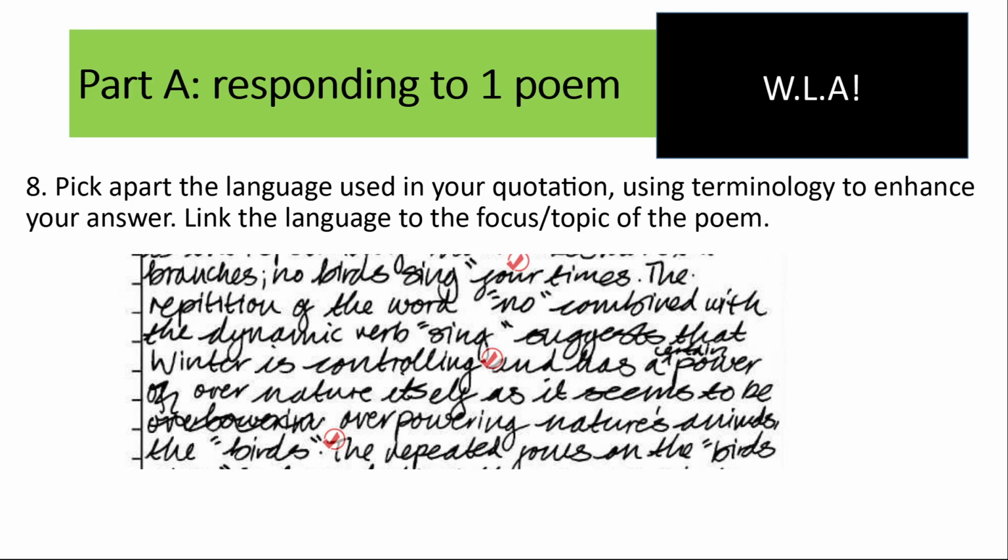natural and can't be conquered by winter per se, because obviously they don't have to hibernate, or a lot of them don't hibernate or anything like that. Some of them fly south, as we know. Nature itself is, winter itself is overpowering nature's animals, and she's making that interpretation by zooming into those keywords "no" and "sing". Okay, you know how to analyze language, you know how to do word level analysis, but I just wanted to show you that example.